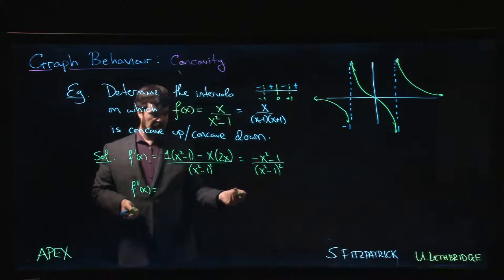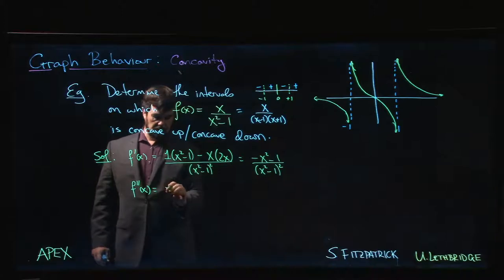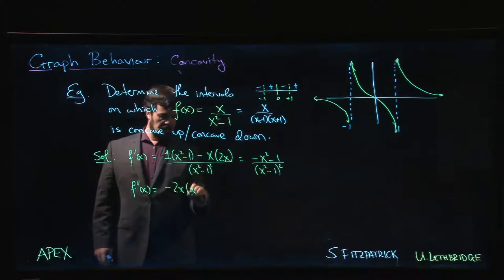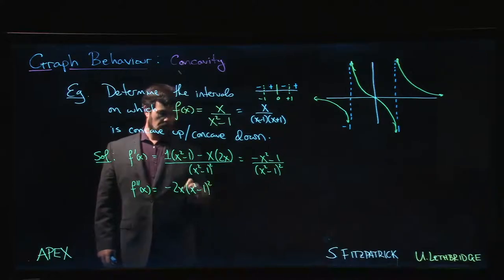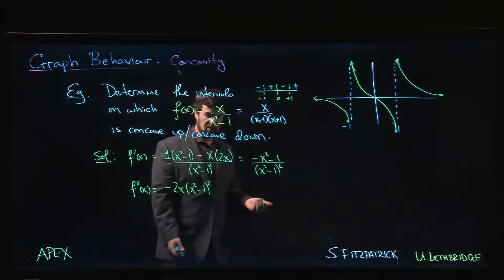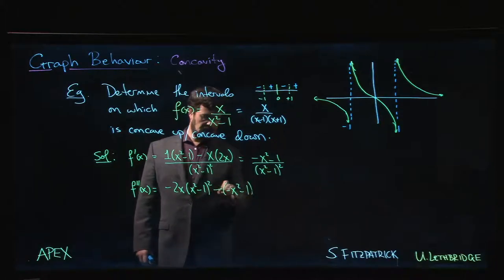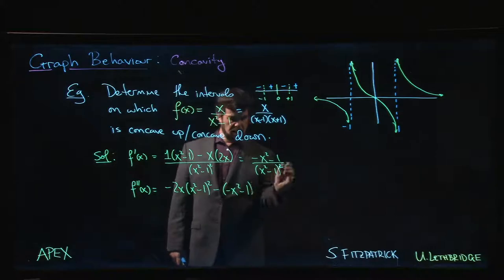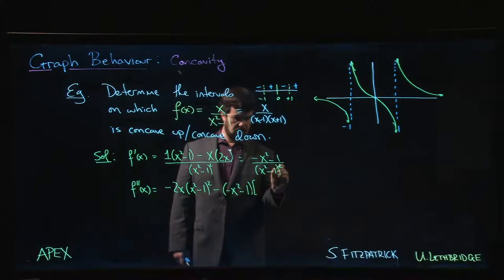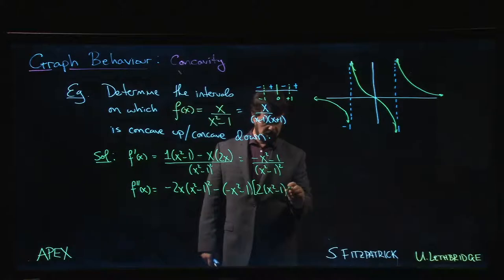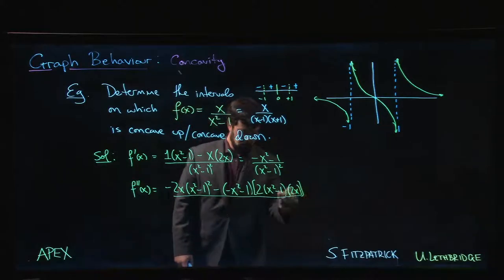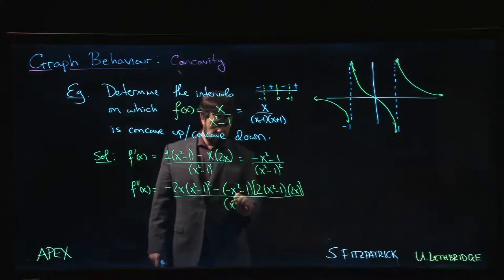Of course, you're going to have to do quotient rule again, right? So derivative of the top is minus 2x times the bottom. And I'm going to leave that bottom in this factored form. I'm not going to expand it out. Minus the top. I guess we can cancel some minus signs. Times the derivative of the bottom. And for the derivative of the bottom, I want to use the chain rule, right? 2 comes down in front, x squared minus 1, times the derivative of the inside, times 2x. And then we square the denominator. So we're squaring a square, so we're going to get the fourth power on the bottom.